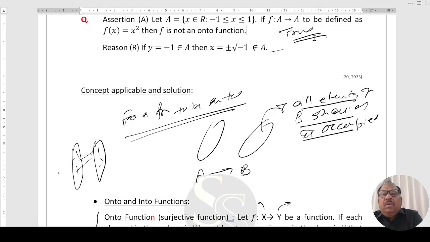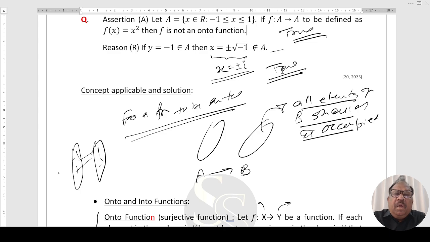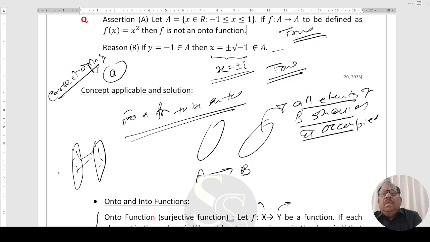Also, if y equal to -1 belongs to A, then x equal to plus minus iota, which is an imaginary number, so it does not belong to A. This is also true, and this is the explanation of the assertion. So the correct option is A: this is true, and this is the correct reason for this one. Right explanation. That is the answer. Right? Next question.